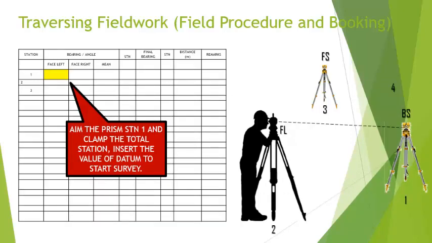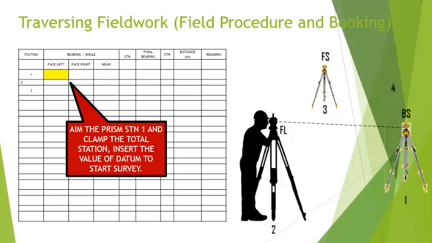Next, start with the first step. Once the temporary adjustment has been done, turn the total station and through the scope, focus on the backside prism. Center and align the aiming based on the crosshair and the arrow on the prism. Lock the slow motion screw for both horizontal and vertical clamp. Once satisfied, insert the value of datum to start the survey, or the backside bearing.